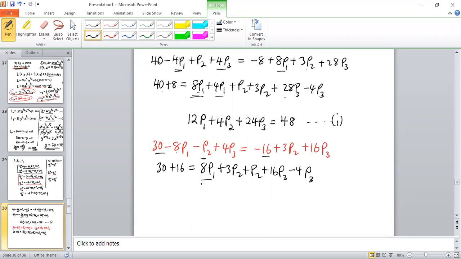So we have the equation 8P1 plus 4P2 plus 16 minus 4, that should be 12P3. Then take this 30 plus 16, that should be 46. Call that one equation 2.